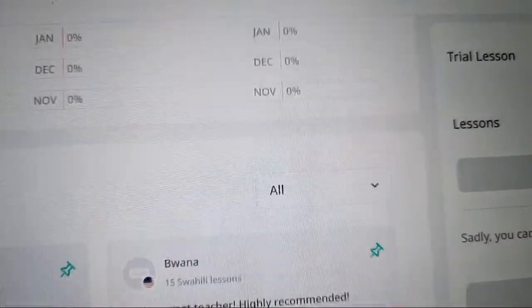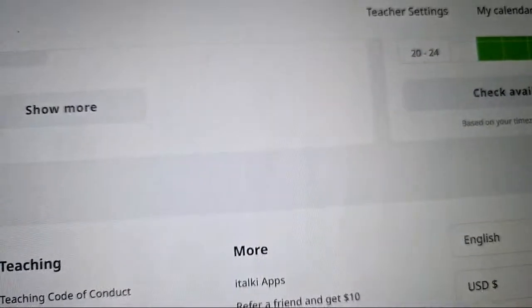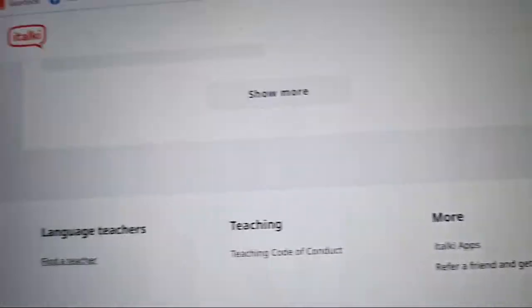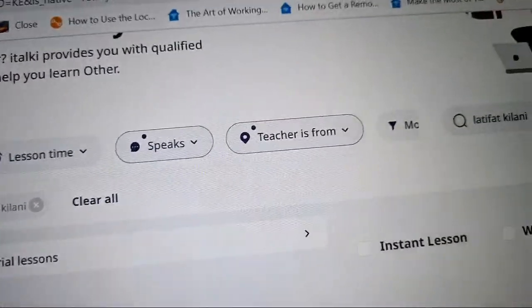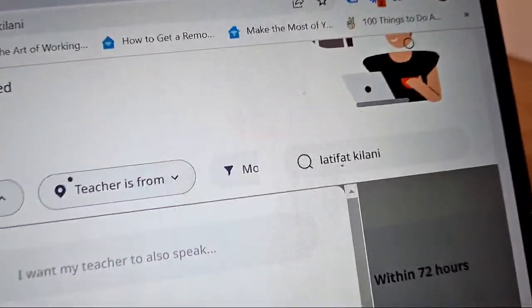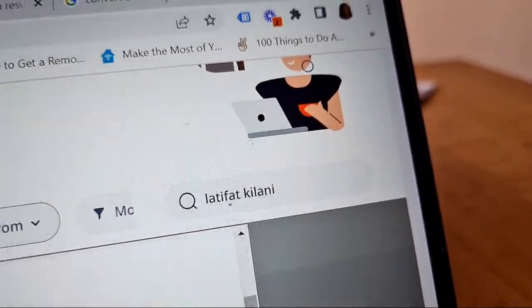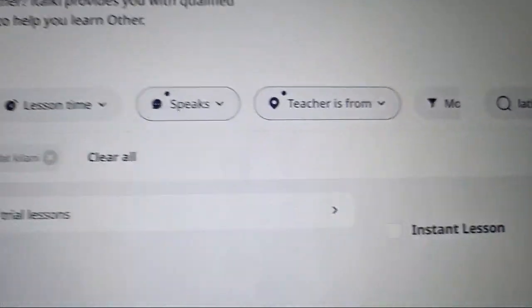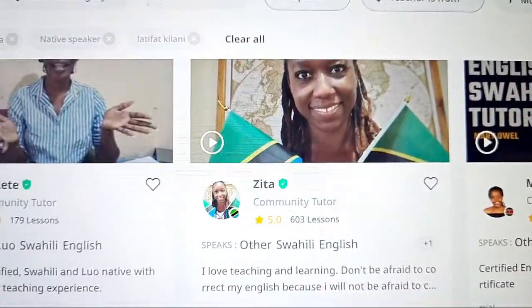Those are the languages I'm teaching. Those are the reviews I've had. So when you come to find a teacher, let me see, I don't know if it's going to allow us. Let's see, speaks. Yeah, so you can see right here. Oh, no, I don't want this one. I want us to see the kind of, so you can see these are some of the teachers.